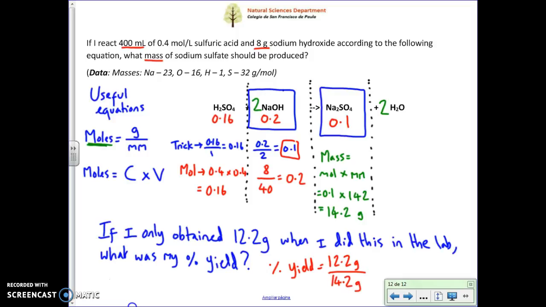And how do I turn it into a percentage? What do I multiply it by? 100. Yeah, 100. So 12.2 divided by 14.2 is going to give me 86%, or a yield of 86%. Fantastic. Easy? Of course.